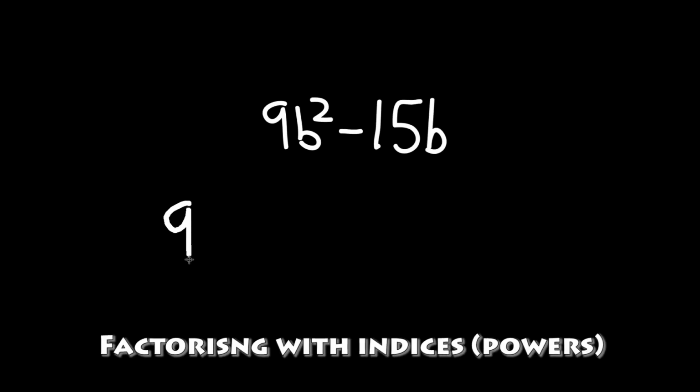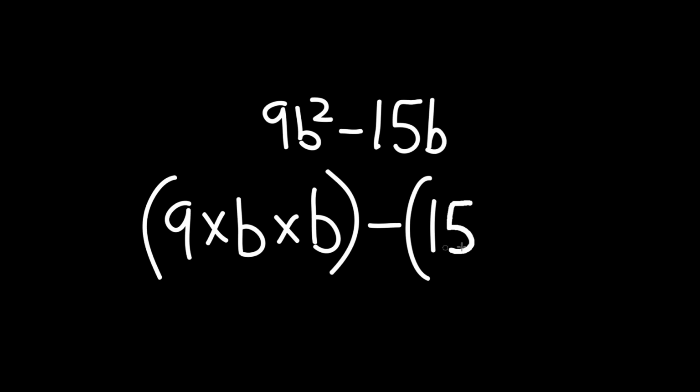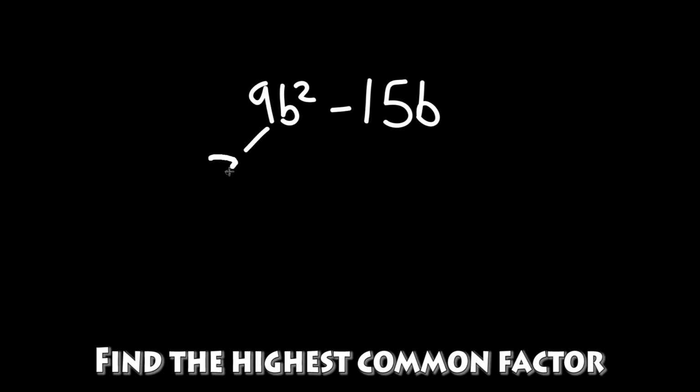We'll try a slightly trickier expression this time. This time, the variable is squared, and all this means is that it's being multiplied by itself. So what the expression is really saying is 9 times b minus 15 times b. It looks like 3 is going to be our highest common factor.